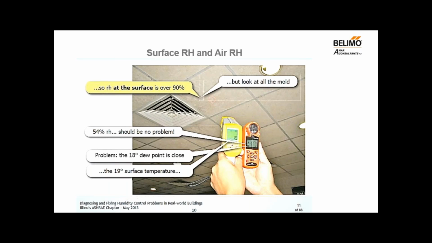Surface humidity is not the same as air humidity. Although the air is 55% relative humidity, which appears to be no problem, the surface humidity is over 90%. At a surface temperature of 19 degrees Celsius and a dew point of air of 18 degrees Celsius, they are too close, and this will lead to condensation on the surface.